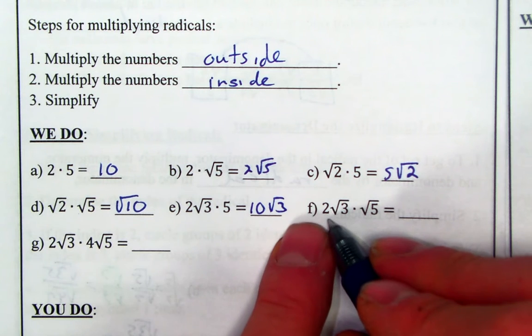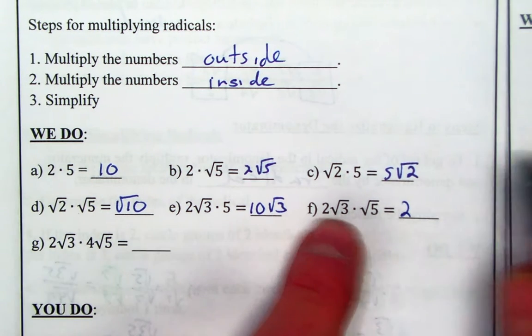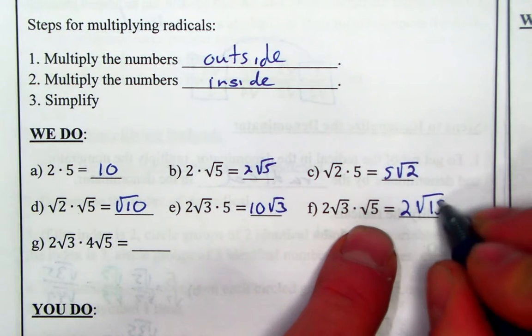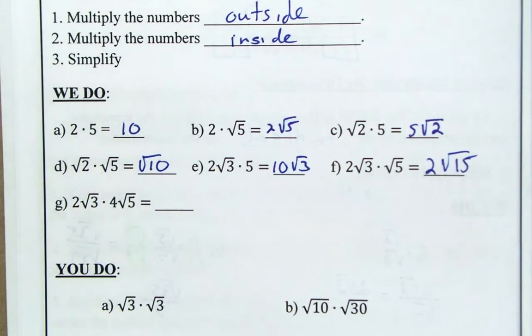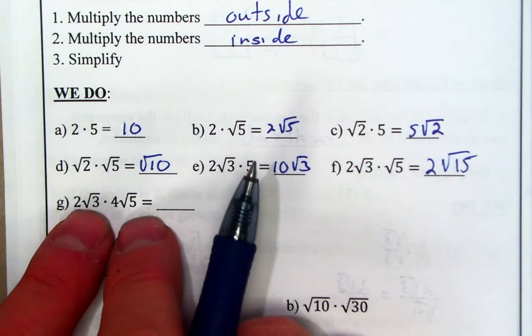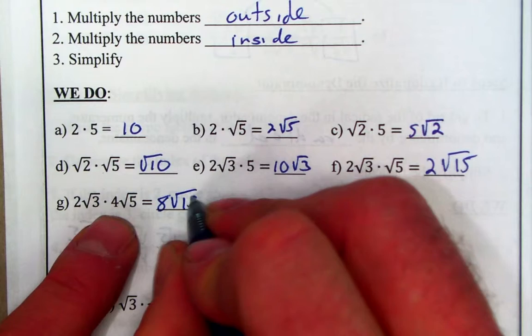Here we have one number outside and 2 inside, so we multiply the numbers on the outside, 2, multiply the numbers on the inside, 15. Okay, and then G, it's just all of it, right? We have 2 numbers outside, 2 numbers inside. Multiply the ones outside, multiply the ones inside.